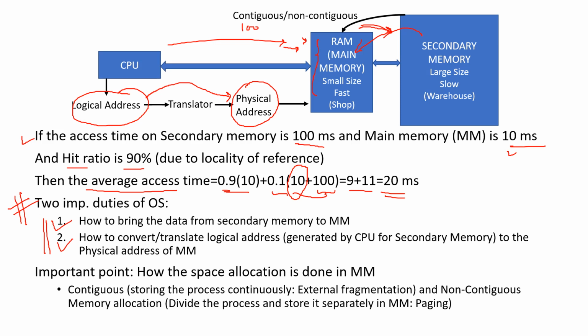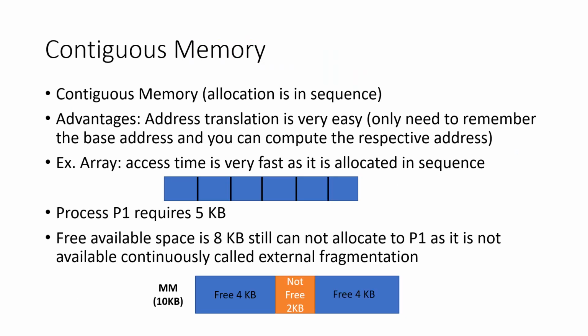Now the important point here is how to allocate a space in main memory to a process. That is the important thing. So there are two ways of allocating the memory, contiguous and non-contiguous. You have to remember this, contiguous and non-contiguous memory allocation. There are advantages and disadvantages of this. We will discuss this in detail. Now we'll see what is contiguous memory.